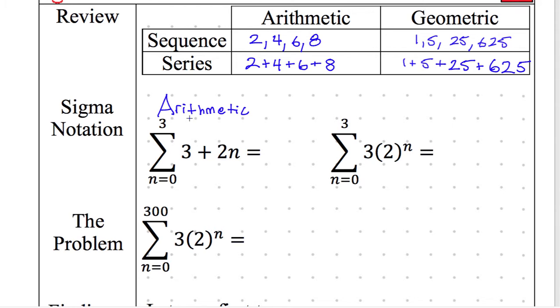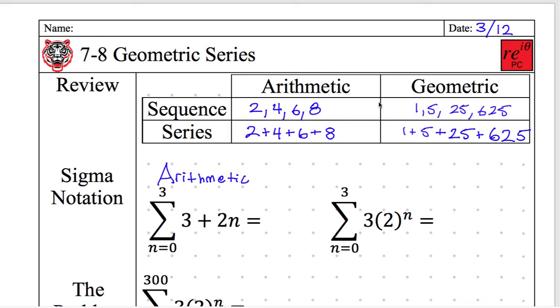Okay. Hold the phone. So if this sigma notation represents arithmetic, then this one on the right represents geometric. It is indeed geometric. And it looks really familiar too, right?